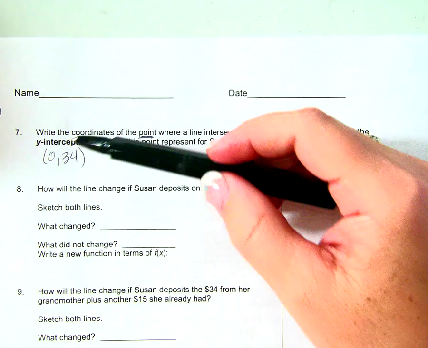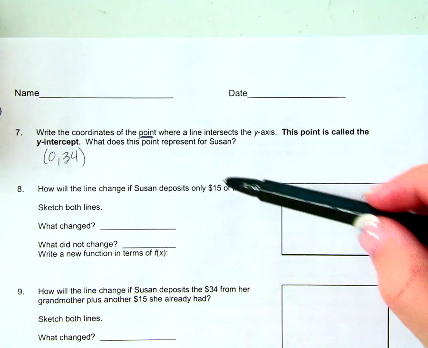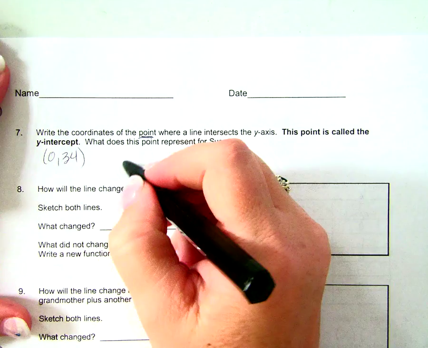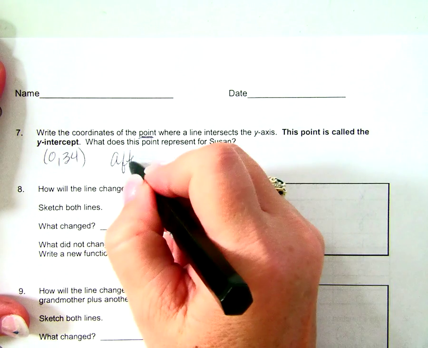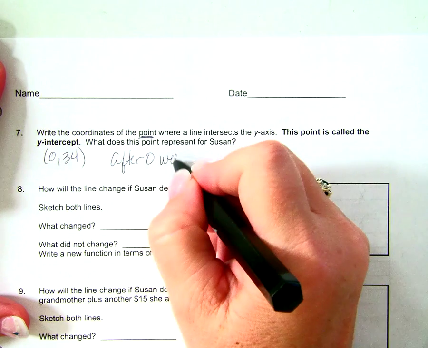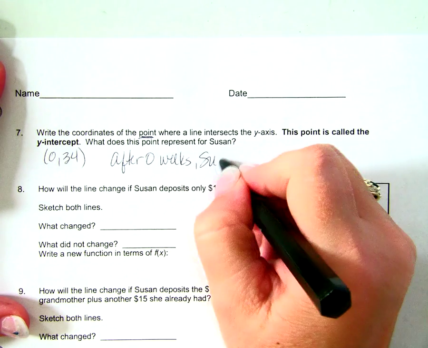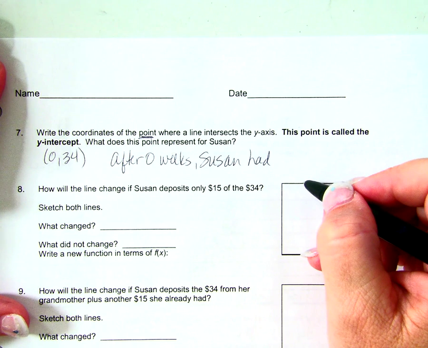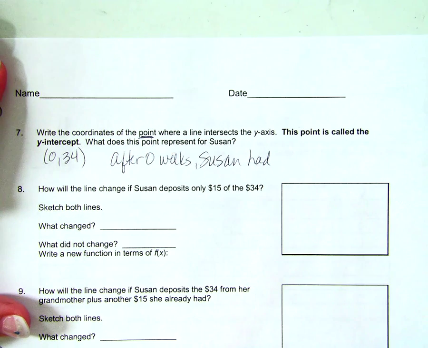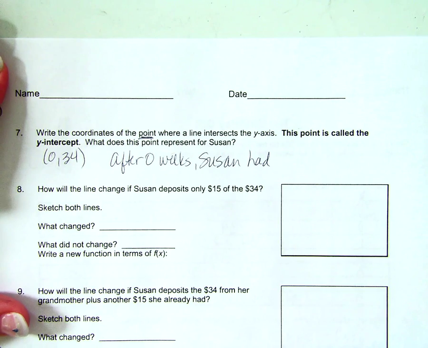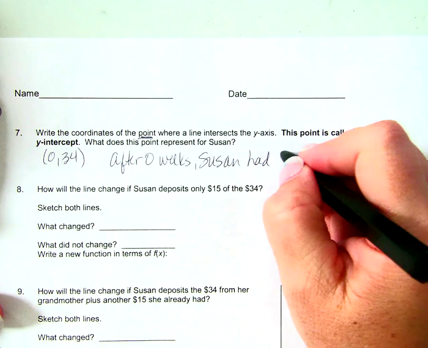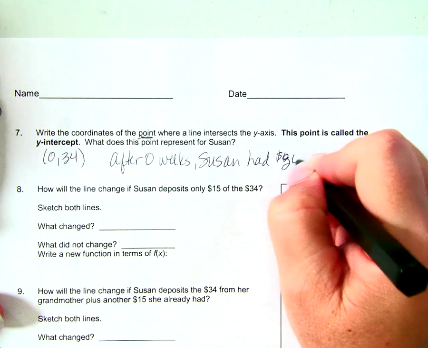This point is called the y-intercept. What does this point represent for Susan? After 0 weeks, Susan had $34. Very good.